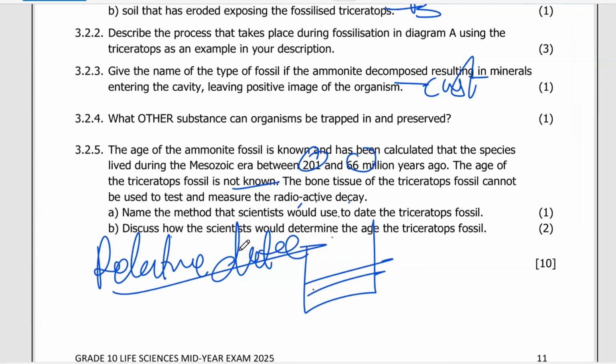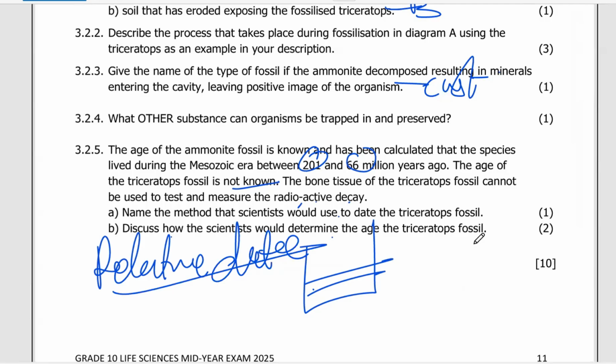They're saying discuss how the scientists would have determined the age of the Triceratops fossil. So basically, I've tried to explain it. I'll look at the ammonite. Yes, they are found in the same area, same layer of soil as Triceratops. Therefore, they must have been living together at the same time. Yes, so Triceratops is between 201 to 66 million years ago.